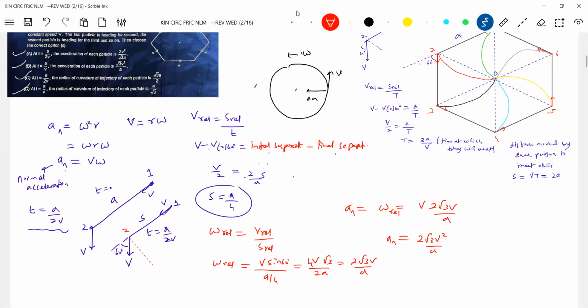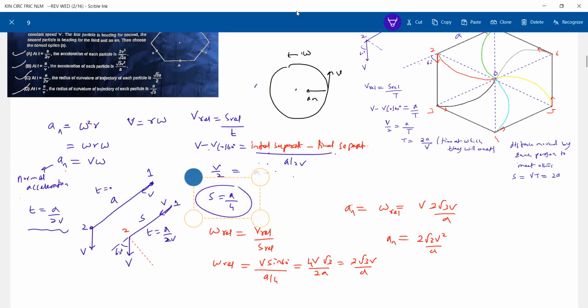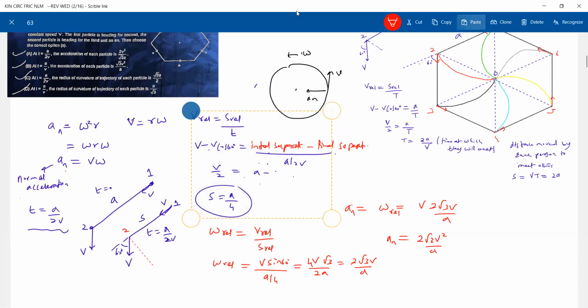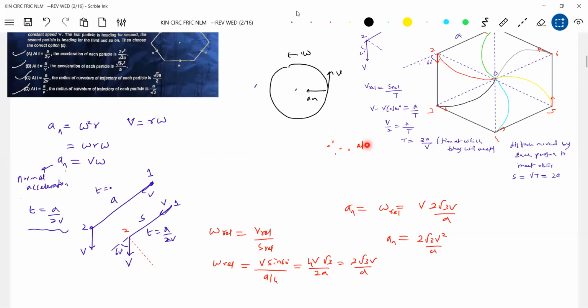The basic formula, divided by time. Time is what? A by 2V. So initial separation was A. Final separation was equal to A by 4. Okay, I'll do one thing. We have to calculate first S equal to A by 4, we got it, no? Okay, I think the basics of the formula I didn't apply properly. Let me put once again all this, just only from here.